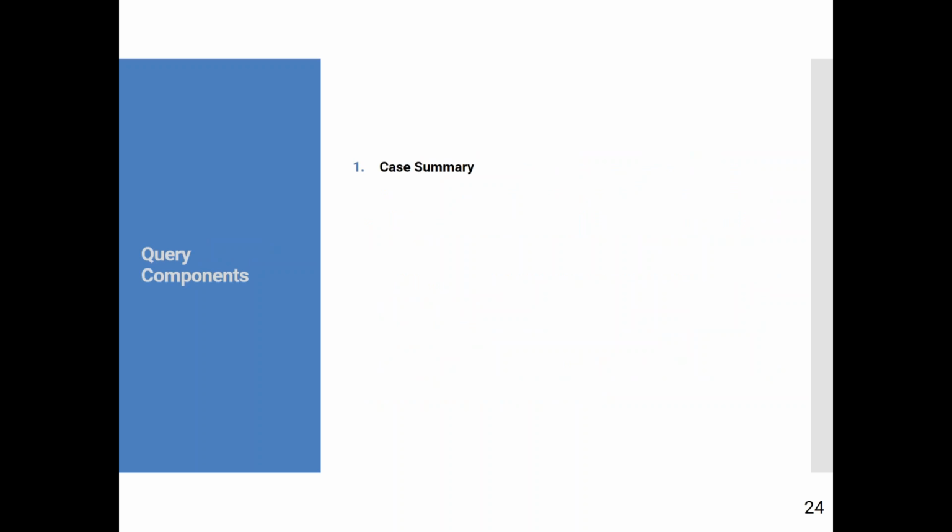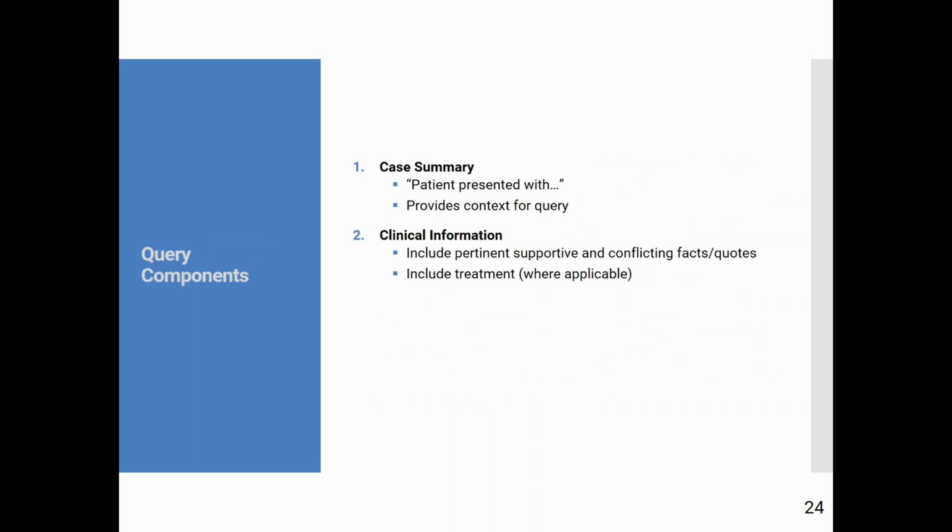So remember the query components. We started with the case summary. We provided clinical information, the treatment, and we asked a very specific question using multiple choice where there was clear altered mental status, the patient had sepsis, was there another diagnosis to explain that altered mental status, and if so, could they document TME?